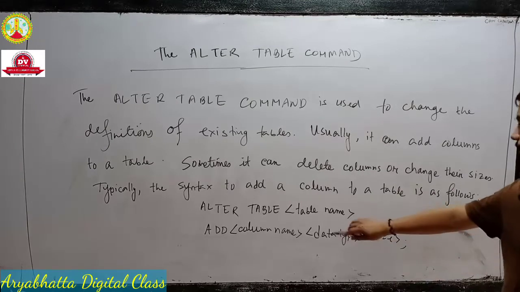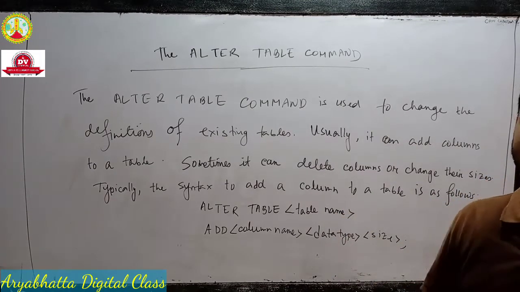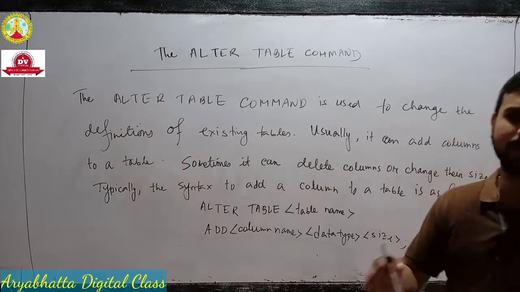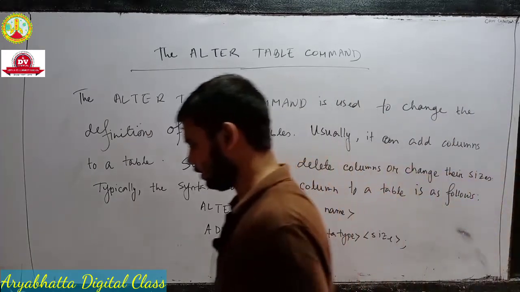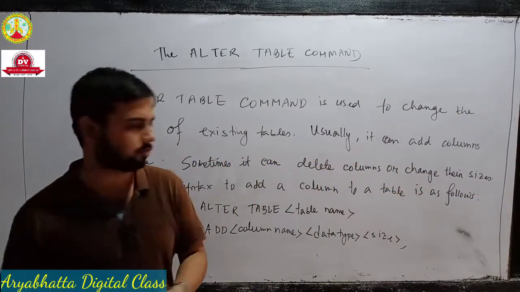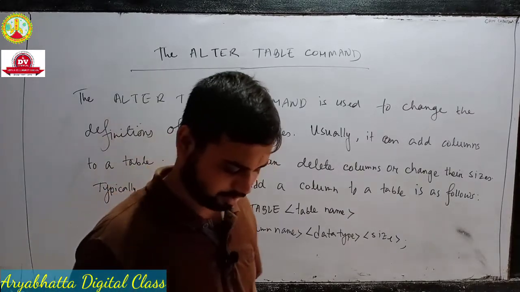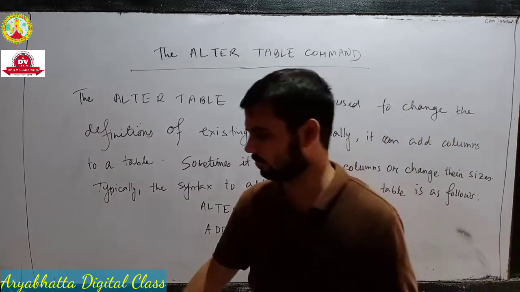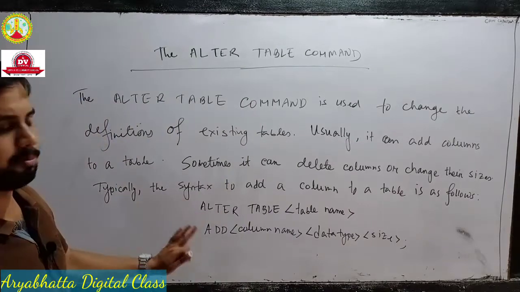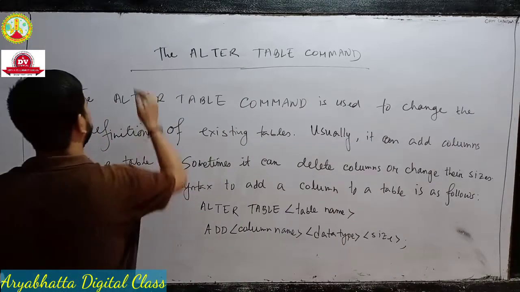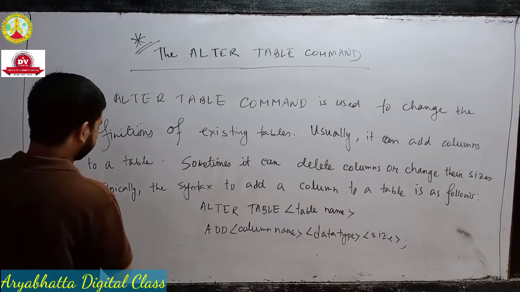The syntax to add a column is alter table, then the existing table name, then add, the column name, data type and size. I will show you an example of how it works. Detailed notes are in the book, you can read them yourself. One section is for modifying the table, you can read that. The main important thing is this: alter table means this. See how the syntax is used.